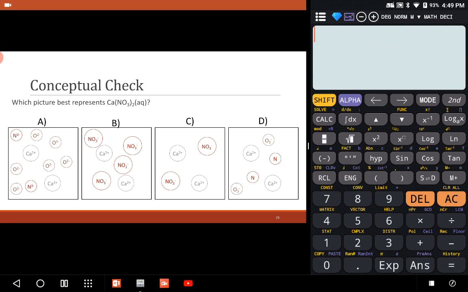Before we continue, we should do a conceptual check. Think back to your electrolyte strength video and try to identify which picture best represents calcium nitrate aqueous. Pause the video if you need to have more time to think.